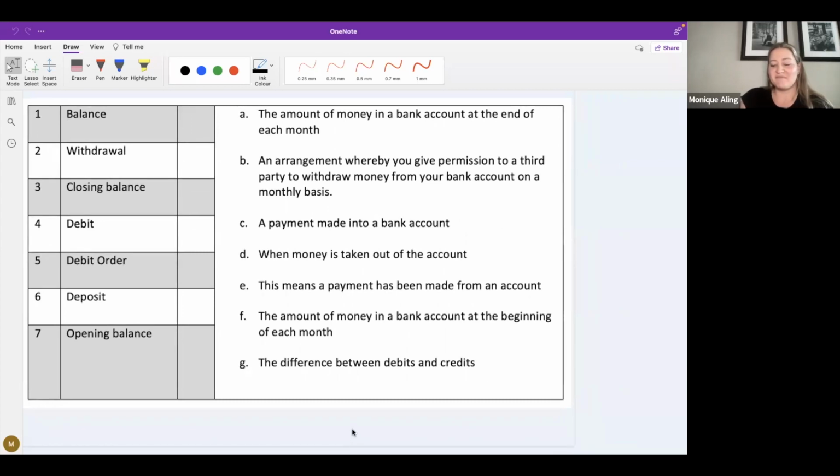Anyone else want to try? Yasmin, you raise your hand. Let's hear what you've got to say. Which one is it? Yasmin, do you want to answer? Okay, so we do have one right answer. C, Carter, well done. Balance is actually G.